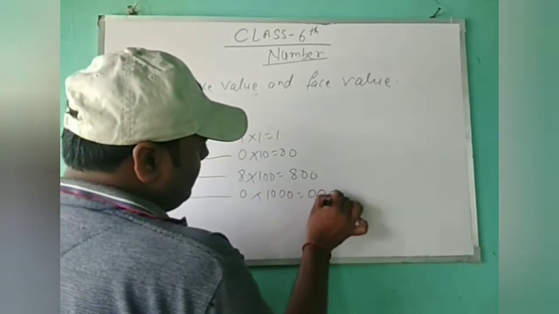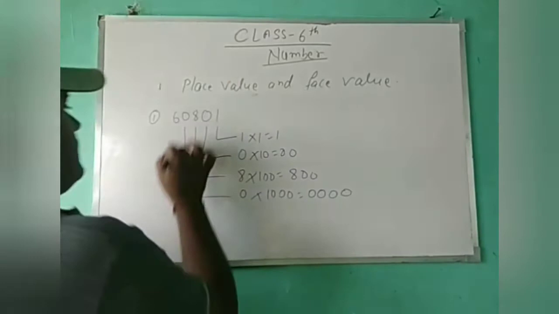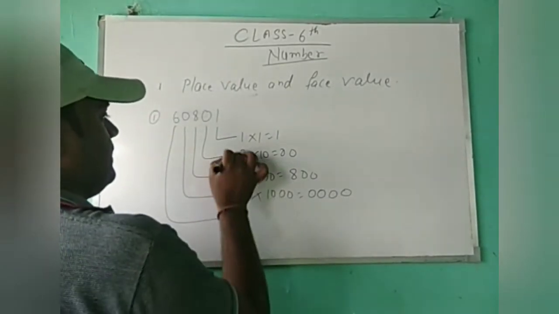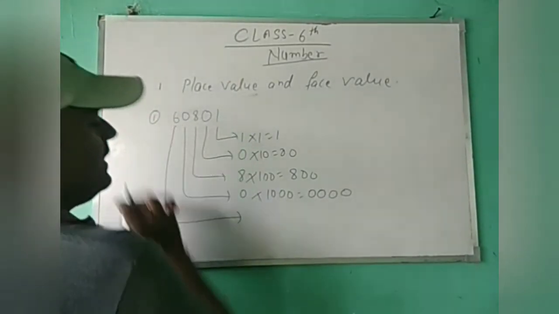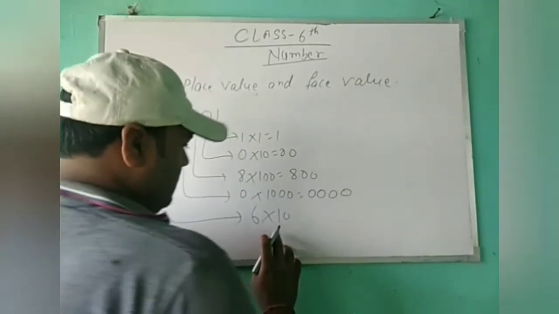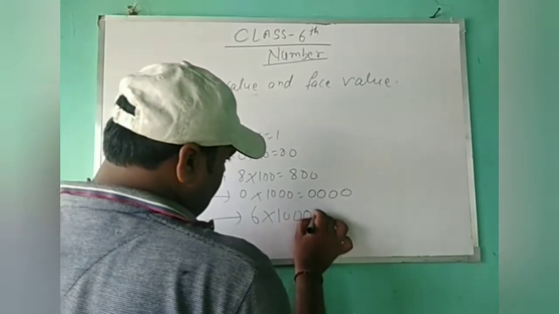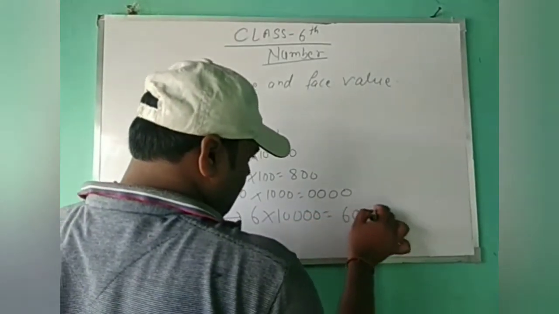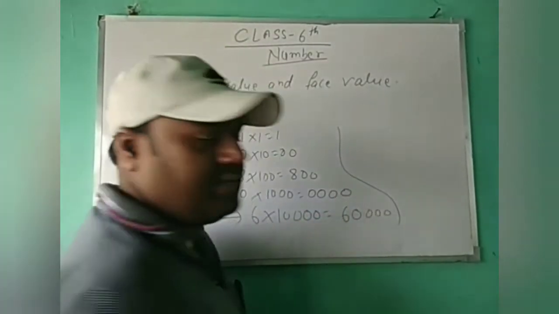It means, and 6. Ones, tens, 100, 1000, 10,000. So 6 will be multiplied by 10,000. So ones, tens, 100, 1000 and 10,000. So this is the answer.